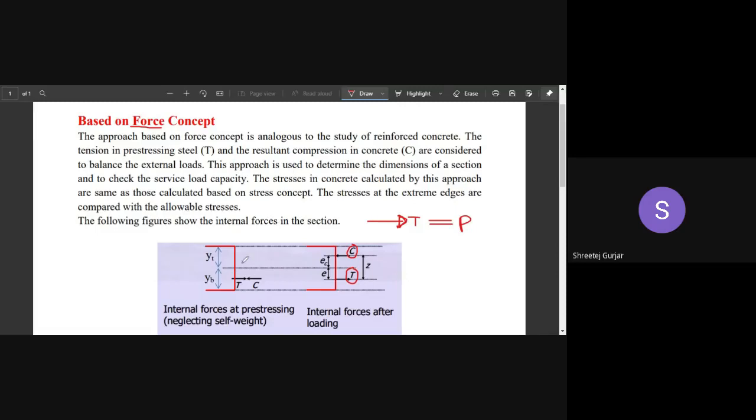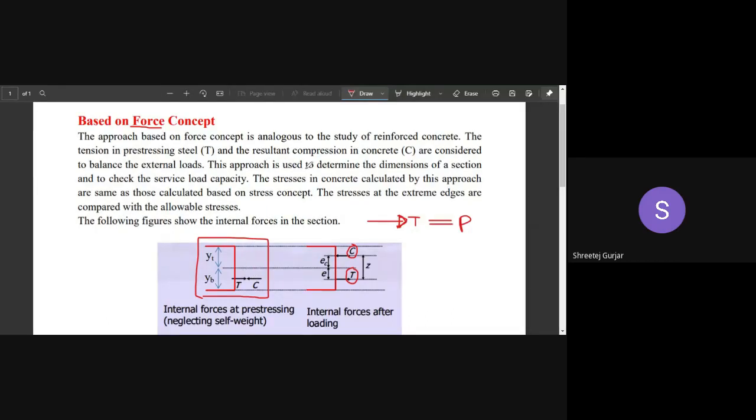At transfer, you have no external loads, and T and C are acting in the same line. That is, the tensile force and the developed compressive force are acting in the same line. This central line is your CGC, this is the top fiber of the beam, and this is the bottom fiber of the beam. The resultant compressive force in concrete C, in the same line, balances the external loads.